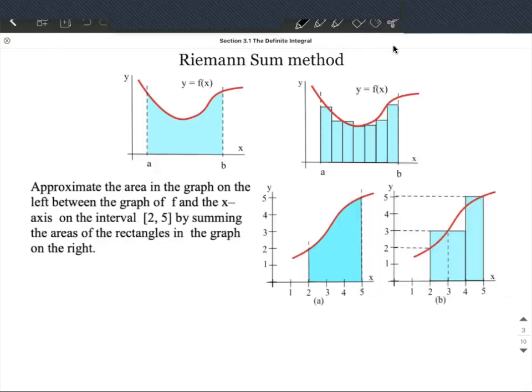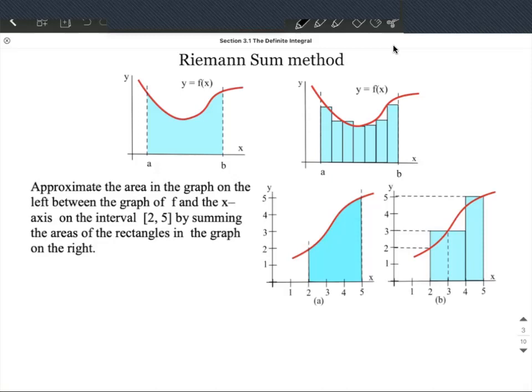Okay, the Riemann sum method. As we get thinking about these, one of our big goals is going to be to find areas underneath curves, areas between the curve and the x-axis. As we get going on this, one method we can utilize is referred to as the Riemann sum method.